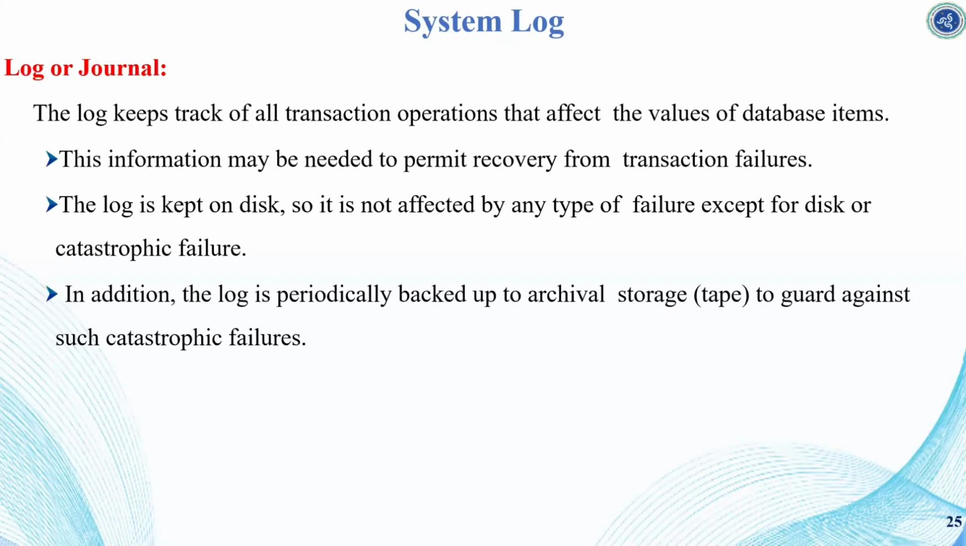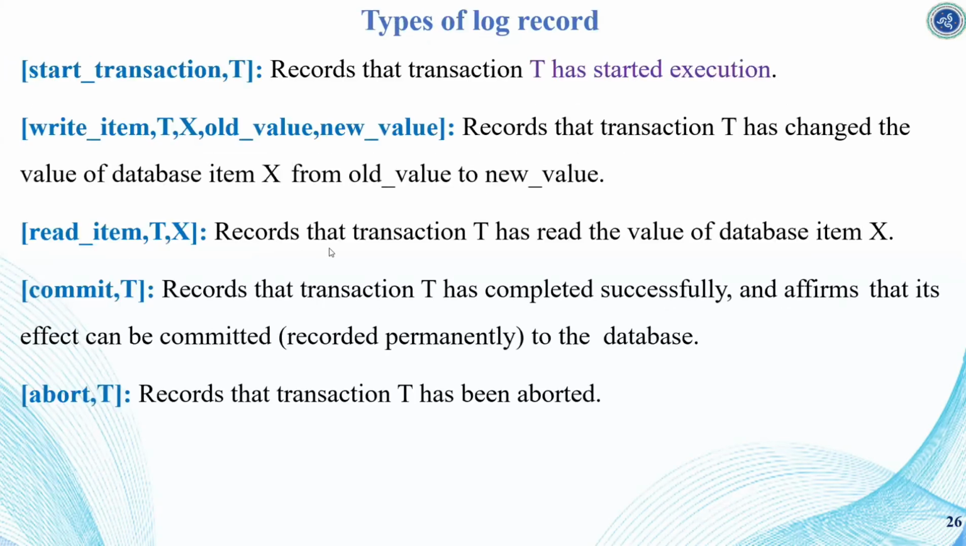Next is the system log. So a log keeps track of all the transaction operations that will be affecting the values of the data items. Okay, so this information may be needed to permit the recovery schemes when a transaction fails, and the log is kept on the disk and it is not affected by any type of failures except for disk or some of the different physical failures. Okay. Then in addition, a log is periodically backed up, because with the help of this log only we can do some of the recovery schemes.